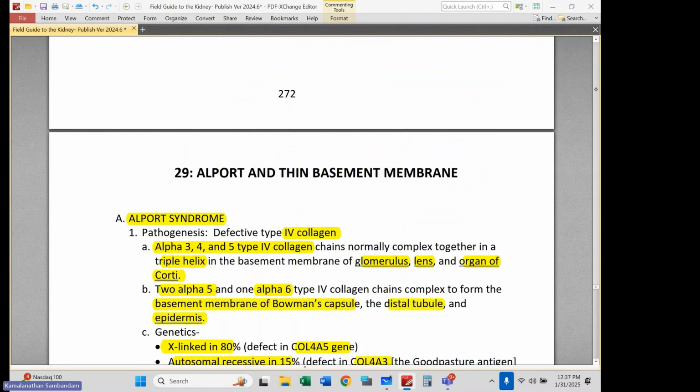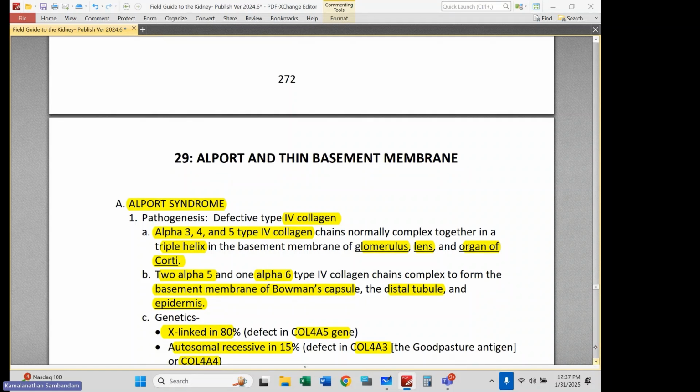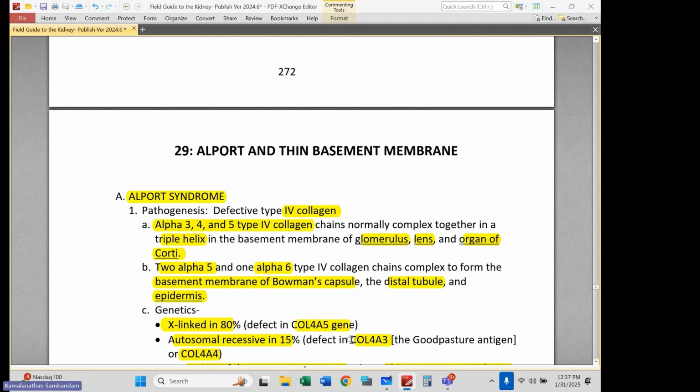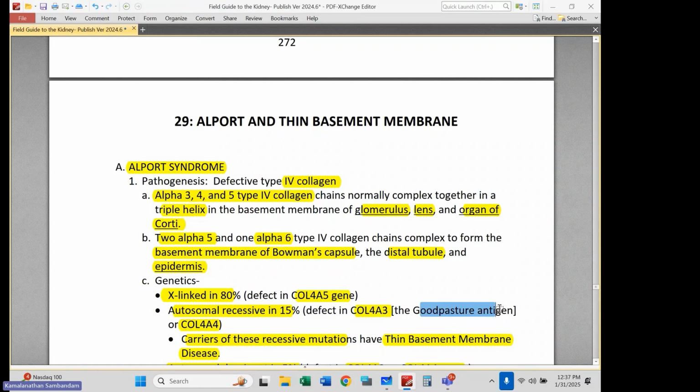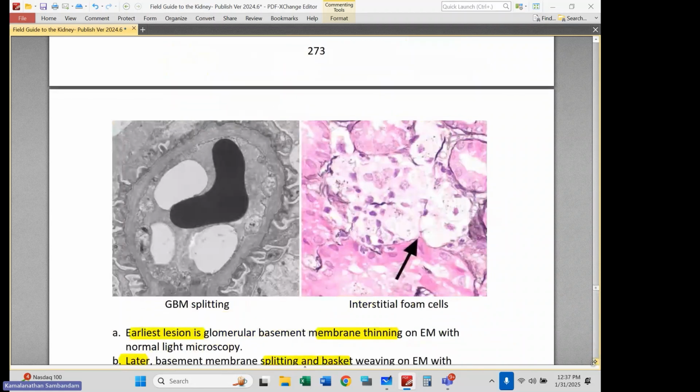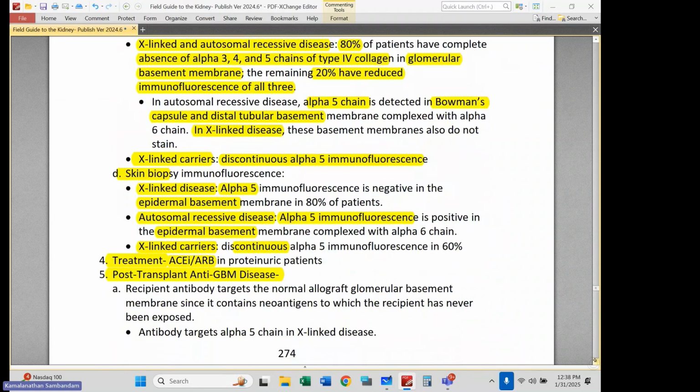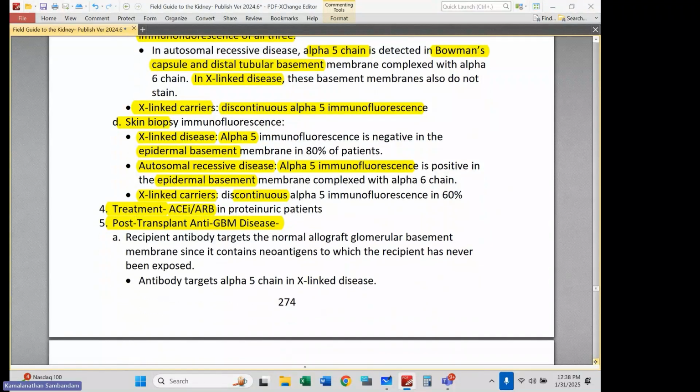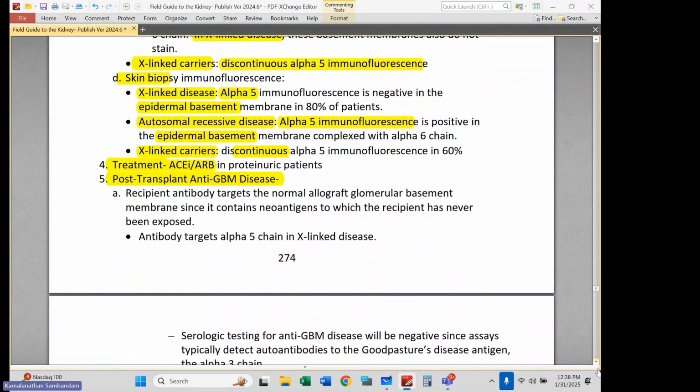Okay, and just so that you can see it in your notes here, this is the so-called Goodpasture antigen. Okay, so the protein product of this alpha 3 of type 4 collagen gene is the typical target for the native kidney Goodpasture disease, okay, or anti-GBM disease. Now, with post-transplant anti-GBM disease, you typically have antibodies to different targets, okay? So what is happening here?